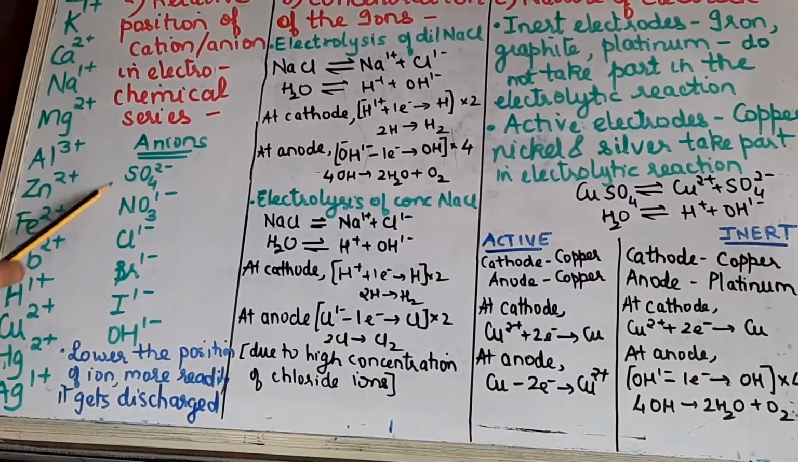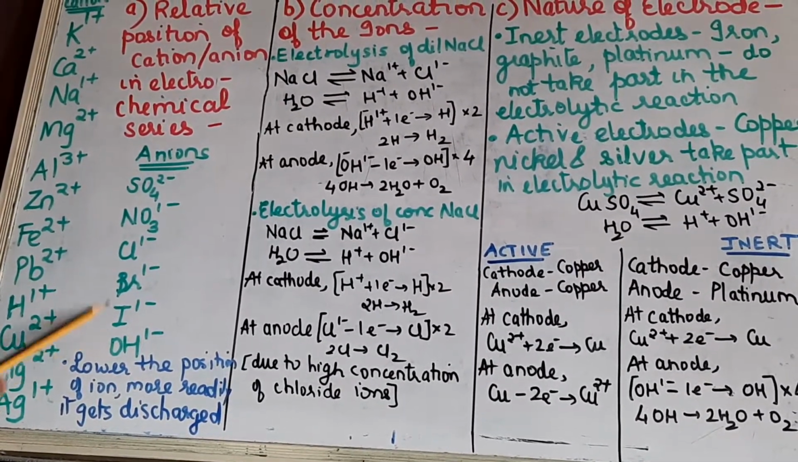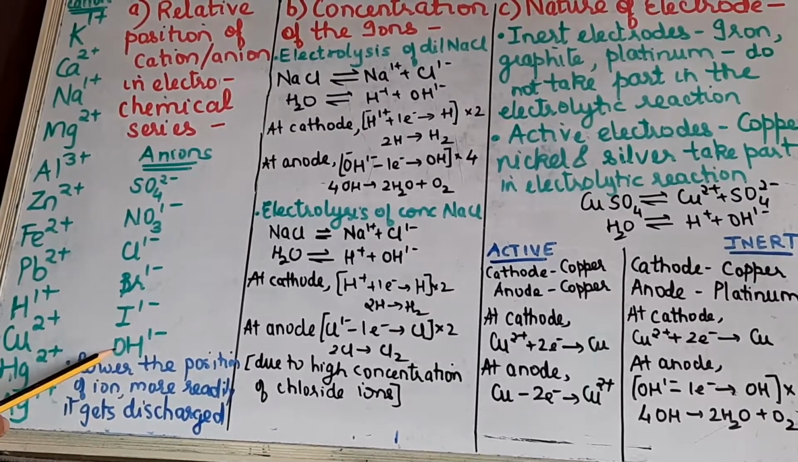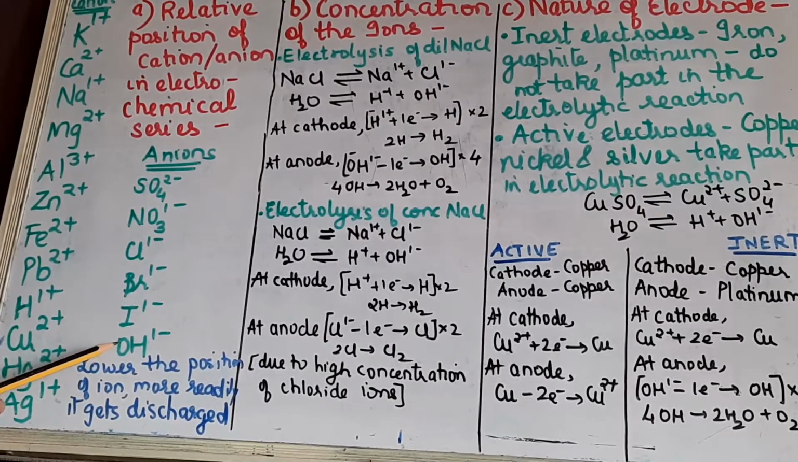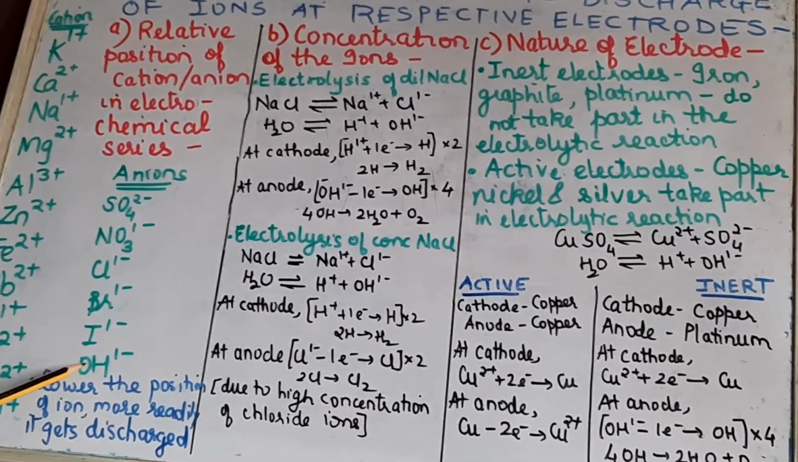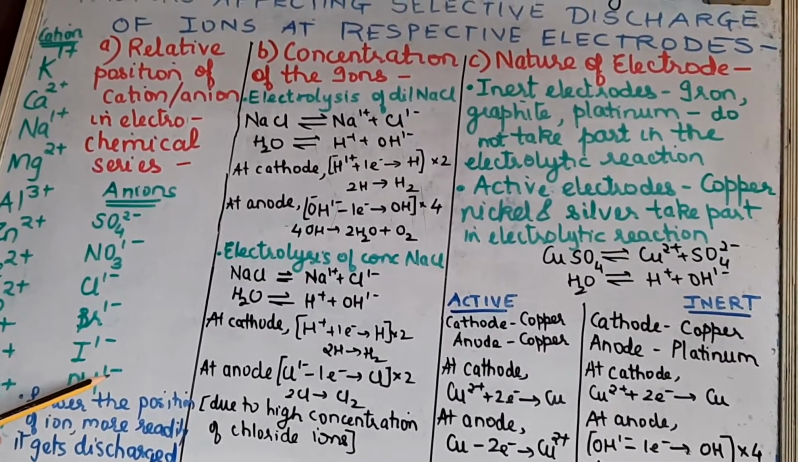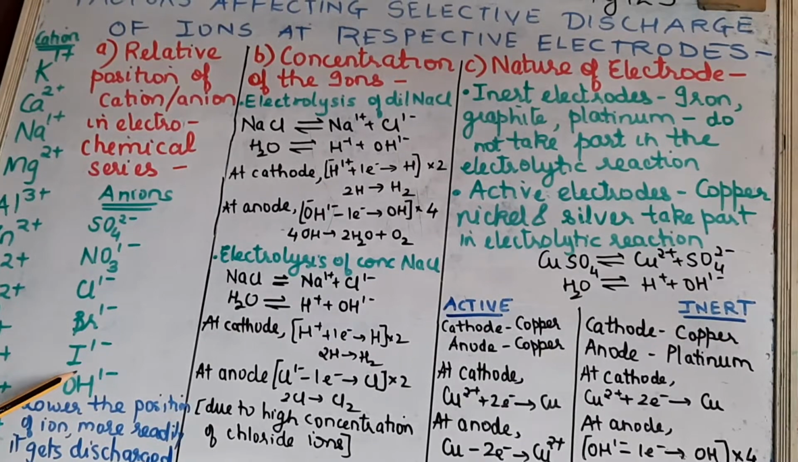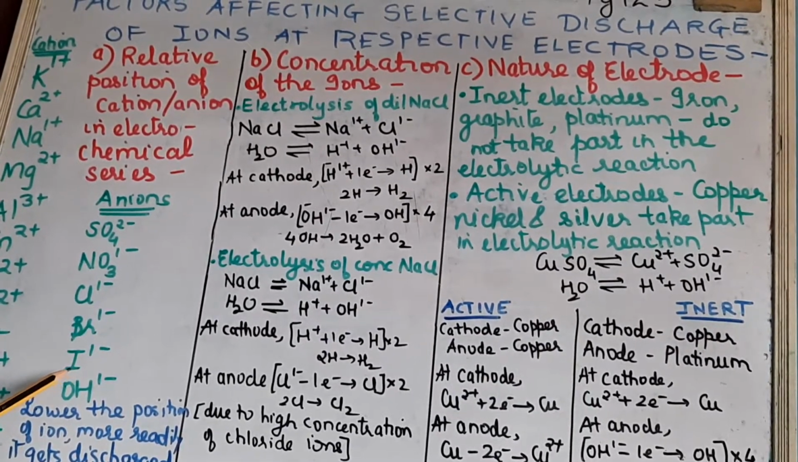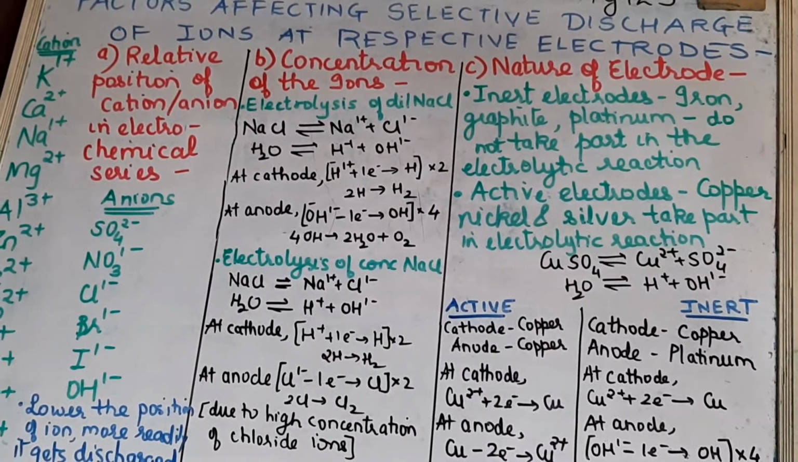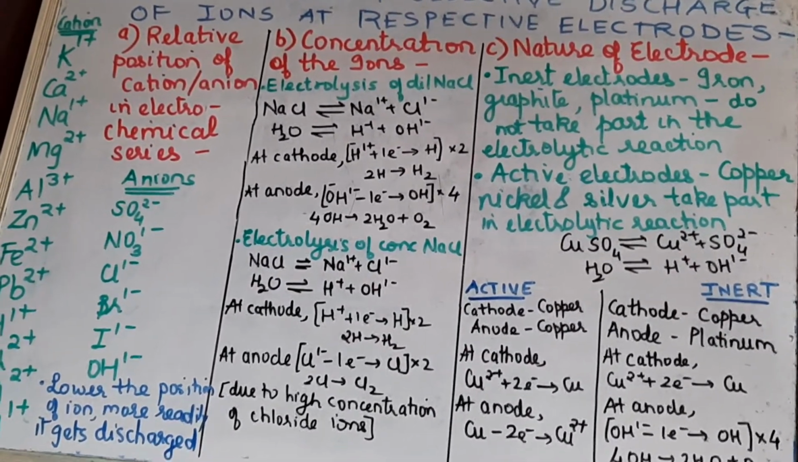Now you have a similar electrochemical series for anions: sulfate, nitrate, chloride, bromide, iodide and hydroxide. The lower the position of the ion in the series, the more readily it is discharged, so hydroxyl will get readily discharged as the neutral atom. Now hydroxyl is highly unstable, so it cannot remain as a hydroxyl ion; it will readily form water and oxygen. How that happens we will see in the factors which we are going to discuss now.